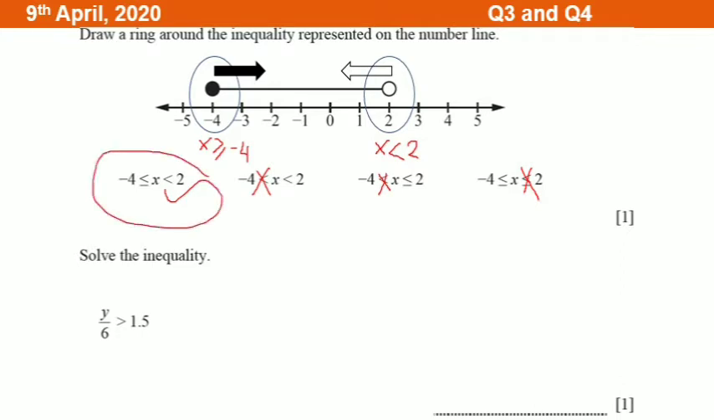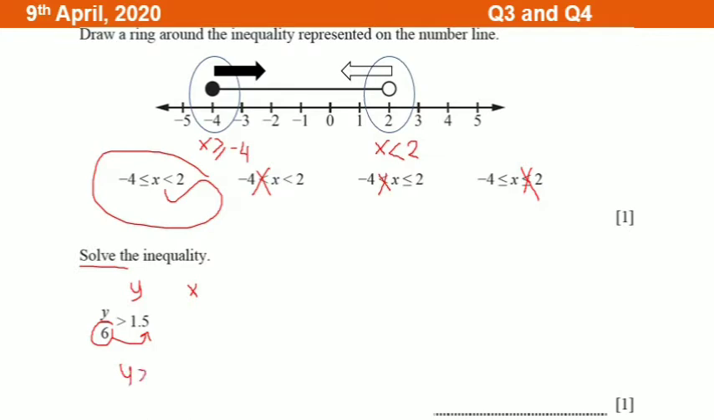Now go to question 4. Solve the inequality. y/6 is bigger than 1.5. If it is solving, we need to find only y or x, it cannot be in a fraction, cannot be in a multiplication. This is y/6. y/6 means y divided by 6. If we are going to move the 6, we need to do the opposite, right? Opposite of divide means times. So I can say that y will be bigger than 1.5.